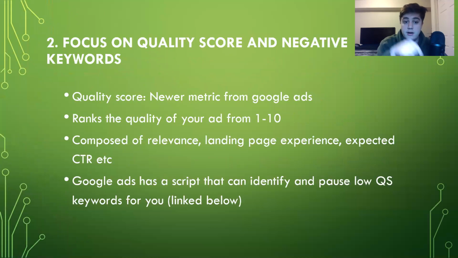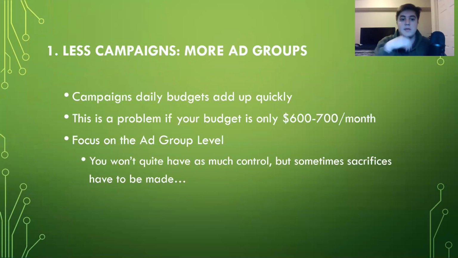So tip number 1. Tip number 1 is fewer campaigns, more ad groups. Now, the reason I say this is because, remember, the campaign is where you have the budget level. You can set a daily budget. The problem is that the daily budgets, even if they're small, they add up really quickly.